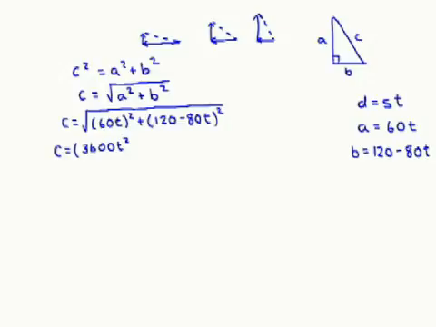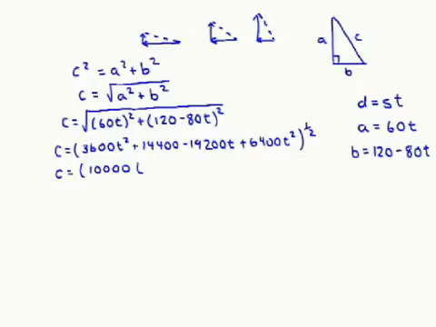3,600t squared plus 14,400 minus 19,200t plus 6,400t squared, and all of that is raised to the 1/2. All I've done in my next line is combined my two like terms, and now I'm ready to take the derivative, c prime. To do this, I have to use the chain rule.